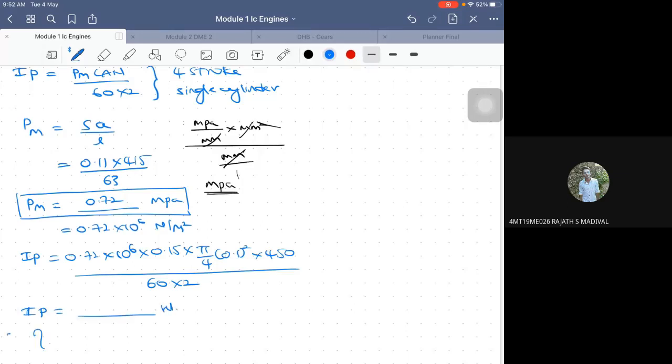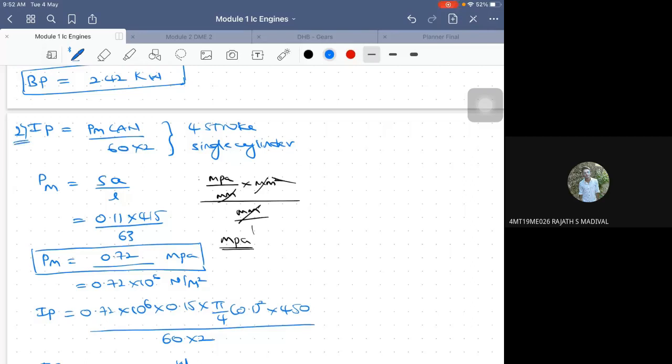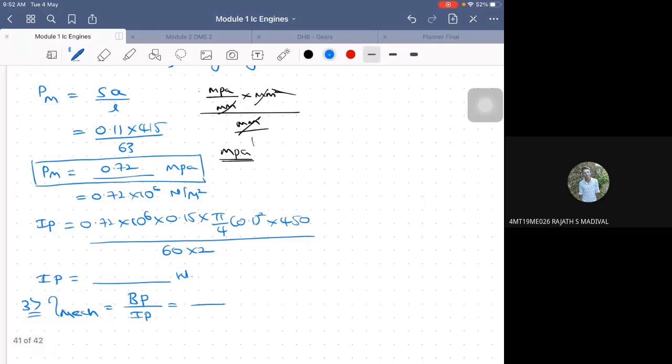So the third parameter is this, the second one is this, and this was the first one. BP has been calculated, IP has been calculated. Now, the mechanical efficiency. This is easy. It is just brake power divided by indicated power. Brake power is 2.42 kilowatts, so you have to substitute IP in kilowatts to get the right answer. IP is 3.18 kilowatt, very good. So I would just substitute in kilowatts here. Mechanical efficiency in terms of percentage now.